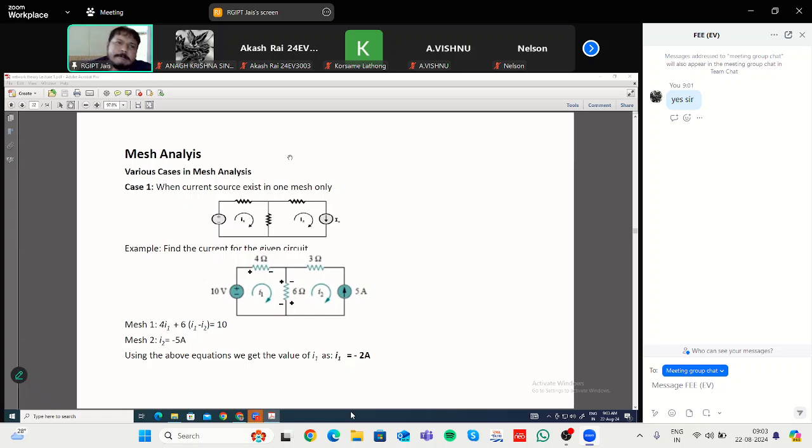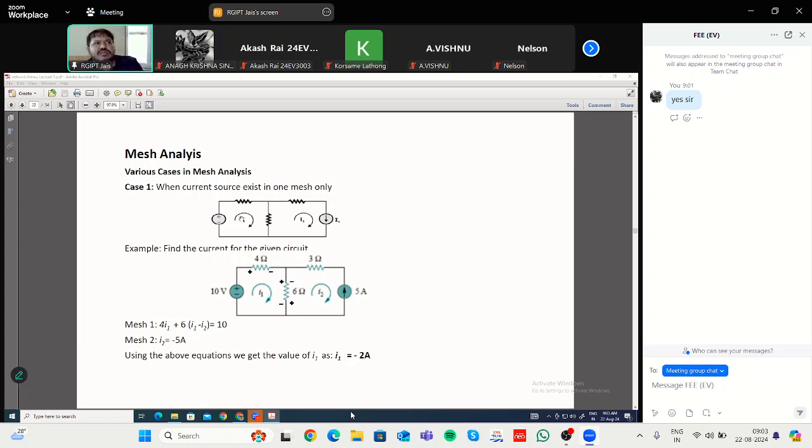In mesh analysis, you apply KVL. The first step is to identify the meshes. The second step is to assign unknown currents for each and every mesh that you have identified. If it's mesh one, you assign unknown current I1 in the clockwise direction. Follow a single convention: whenever I assign an unknown current, it will always be in the clockwise direction. You can do the other thing also, no issue. The second step is to assign the unknown currents. Then the third step is to apply KVL in each and every mesh.